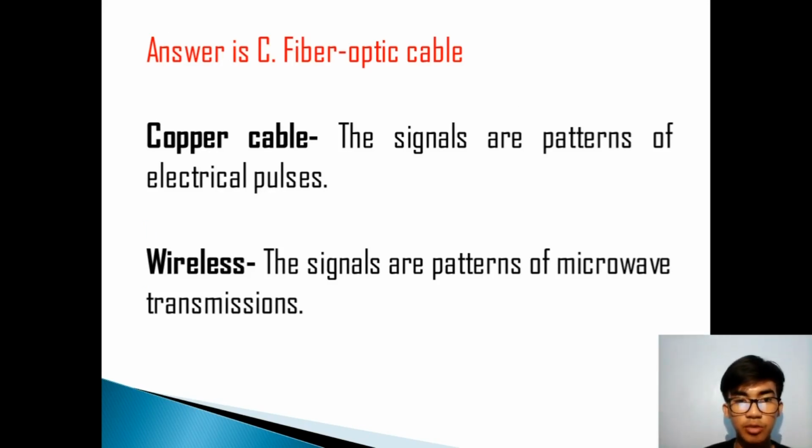In copper cable, the signals are patterns of electrical pulses. In wireless, the signals are patterns of microwave transmission. A great example of wireless is Wi-Fi on your cell phone. So open your Wi-Fi and connect to the Wi-Fi.